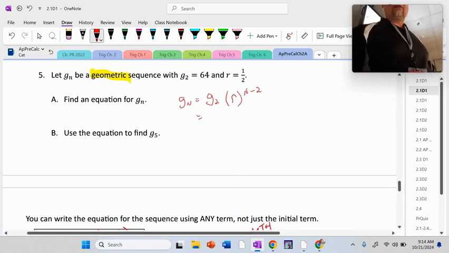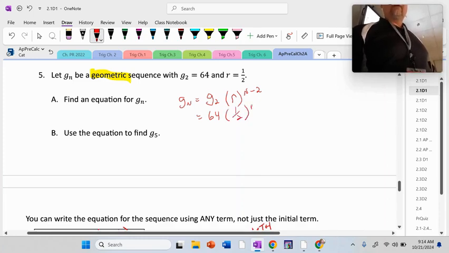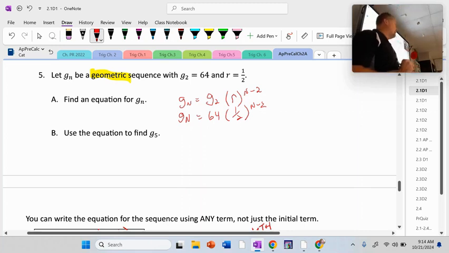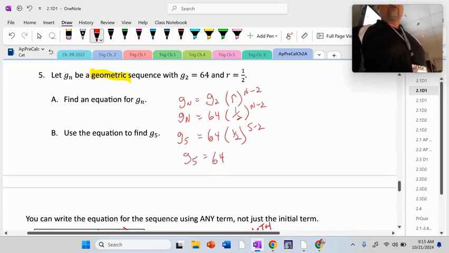Then I could just do a substitution. G sub 2 happens to be 64. The ratio is halving, and there's my formula. That's what I'm allowed to do. It's all good. Now to do G sub 5, I plug in 5. G of 5 equals 64 times 1/2 raised to the 5 minus 2. That's to the third. G sub 5 equals 64 times 1/2 to the third.